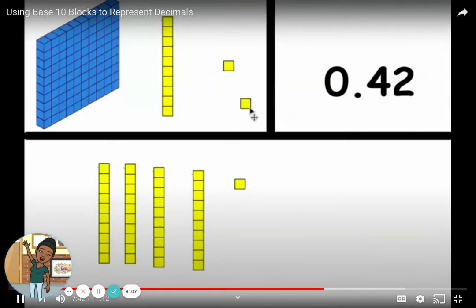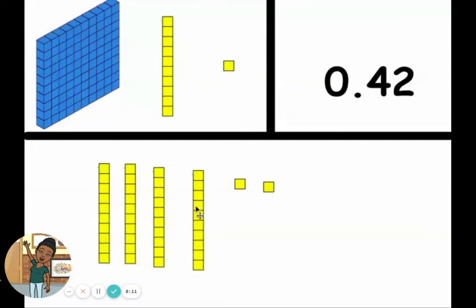So we're going to represent that with 2 of these. Here we have 1, 2, 3, 4 for 40 in that tens place value. Because remember, that 4 really represents 10. And then we've got 2 hundredths, which represents 42. 42 hundredths. I'm going to write that down just so you guys can see.